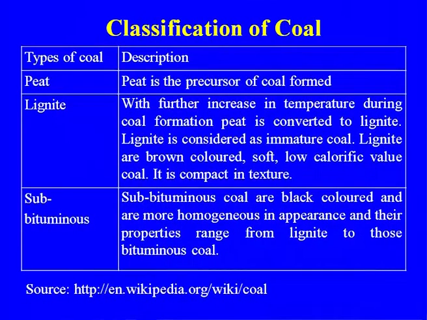Lignite: with the further increase in temperature during coal formation, peat is converted to lignite. Lignite is considered immature coal. Lignite is brownish in color, soft, with low calorific value. It is compact in texture. Subbituminous coals are black colored and more homogeneous in appearance, and their properties range from lignite to those of bituminous coal.